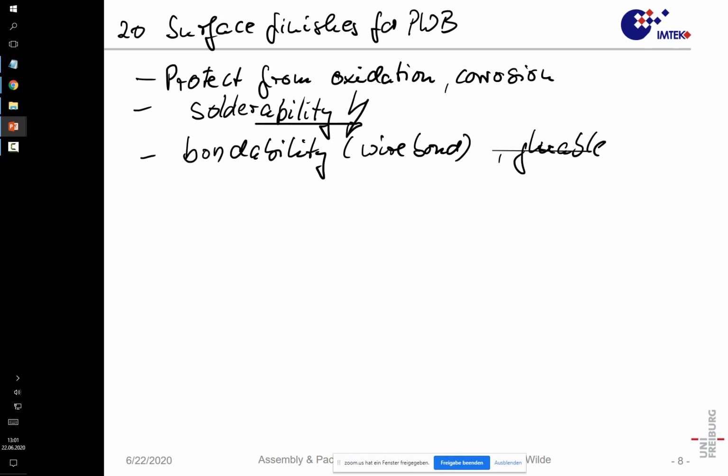What's the easiest way? So it's always, of course, on copper. What's the easiest way is to do nothing, but then we will have the problem. What's the easiest thing we can do? Using a solder mask. No.